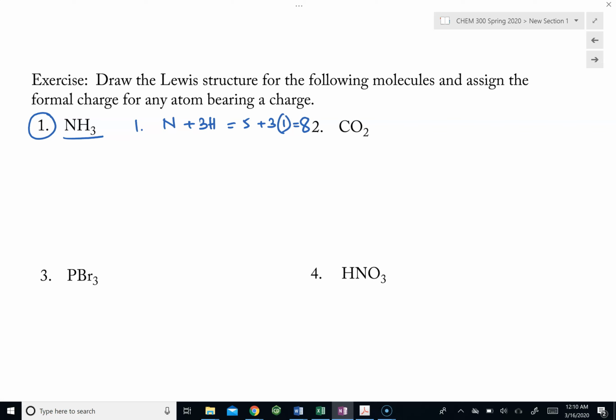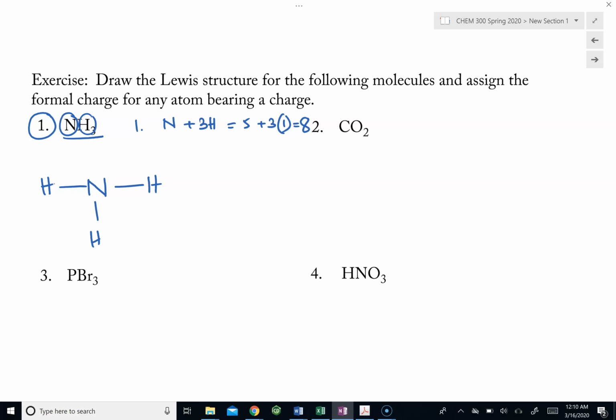Now step number 2 is to determine the central and the terminal atoms. So here in this case we have hydrogen and nitrogen, and because nitrogen can make more bonds than hydrogen, it's very obvious that nitrogen is our central atom. And now we're going to put the nitrogen down first. And now we have 3 hydrogens as our terminal atoms, and we will be connecting the hydrogens symmetrically around the nitrogen, and that will then be our skeletal structure.